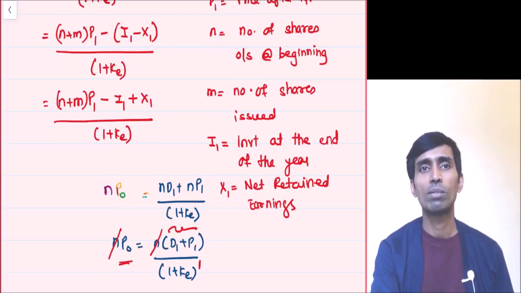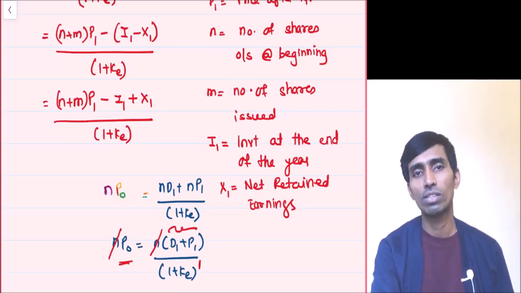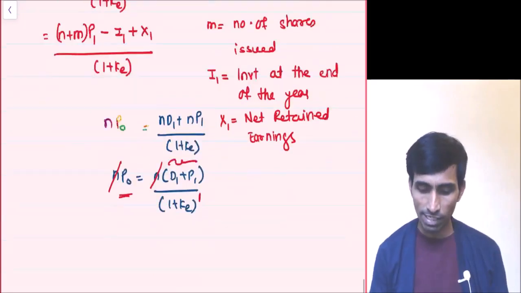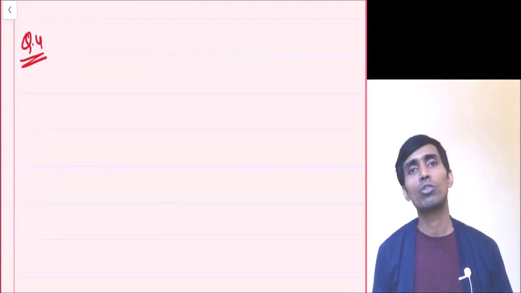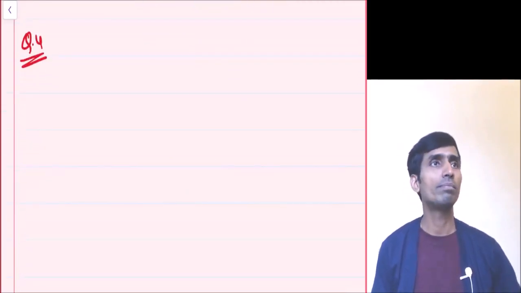Okay, let's go to question number 4 so that we can understand what it is. Come to question number 4. Present value of the firm. Question number 4 is the approach present value of the firm.